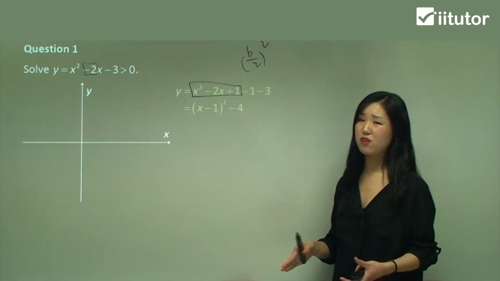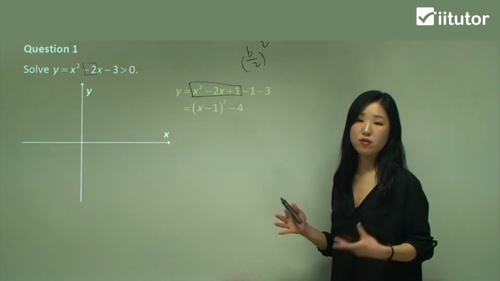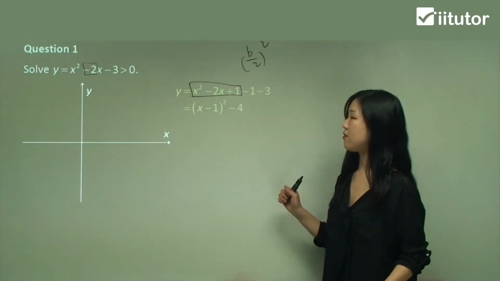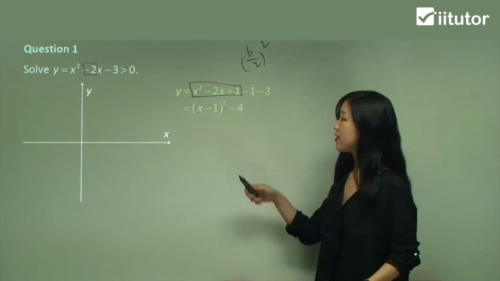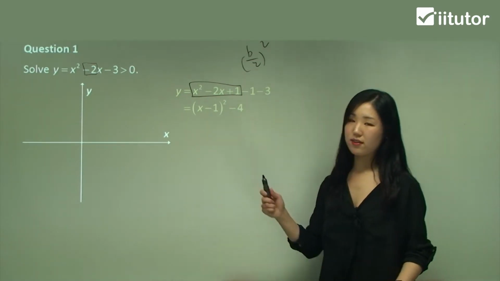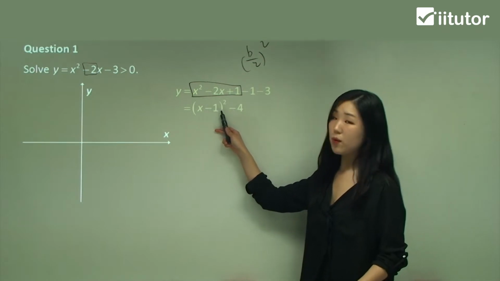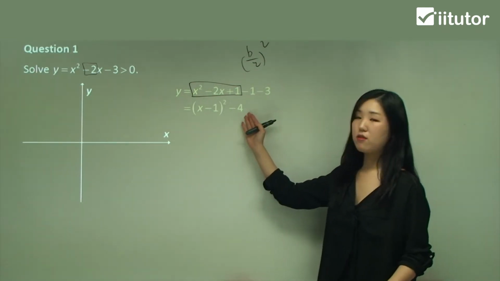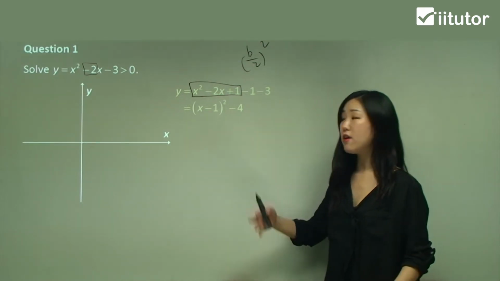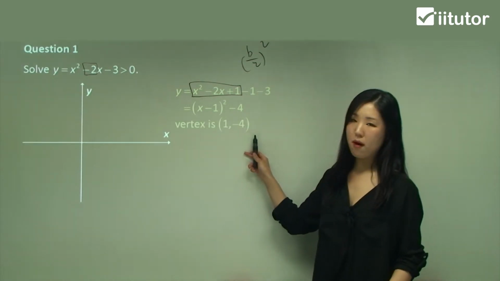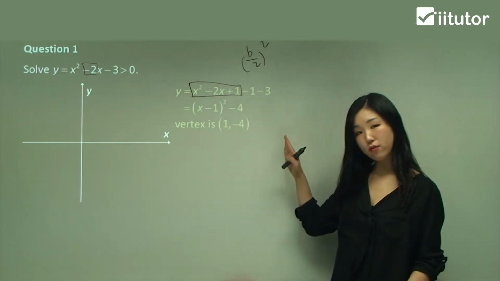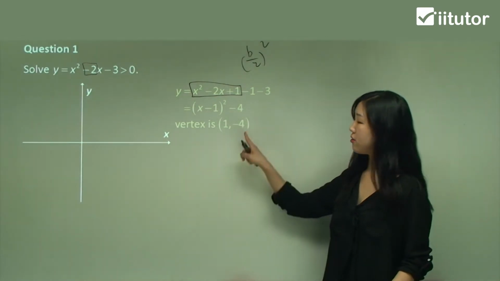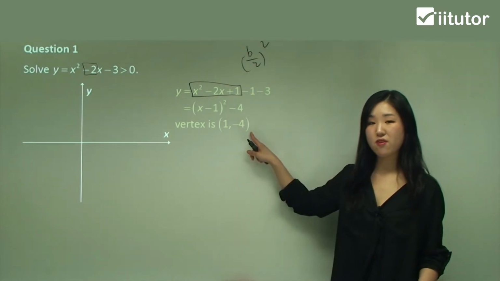You guys should be good at this. If you've forgotten this, I want you to go back to our completing the square lesson. So now, negative 1 minus 3 is negative 4, so that's what I have there. As you can see, this indicates to us where the vertex is. Remember when we minus 1 from x, we're shifting to the right. And when we're minusing 4 from the whole thing, we're going down. So the vertex is (1, -4). Because we're going right in the positive direction, it's positive 1 for x, and we're shifting down, so it's negative 4 for y. So that's where the vertex is.